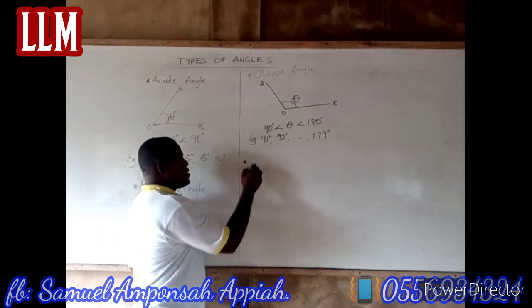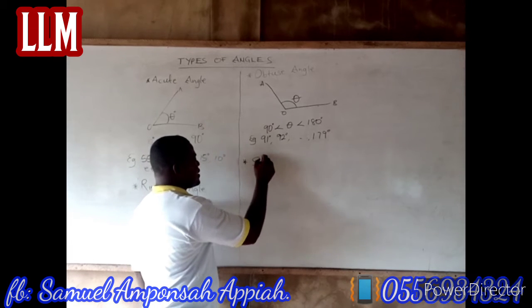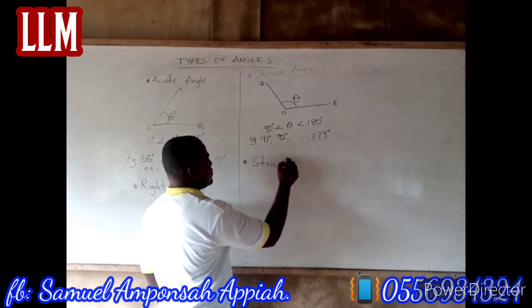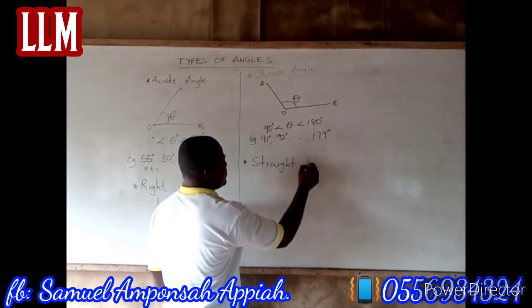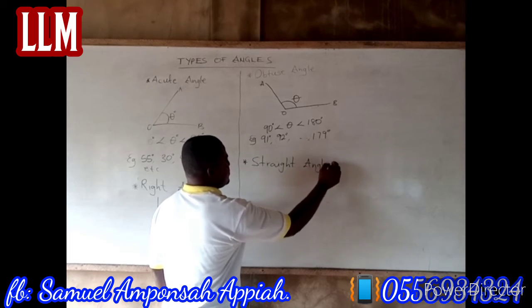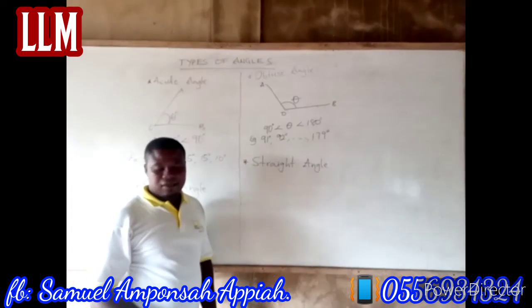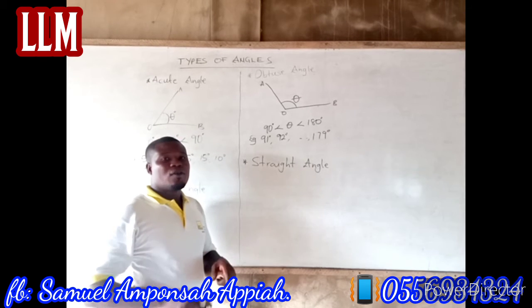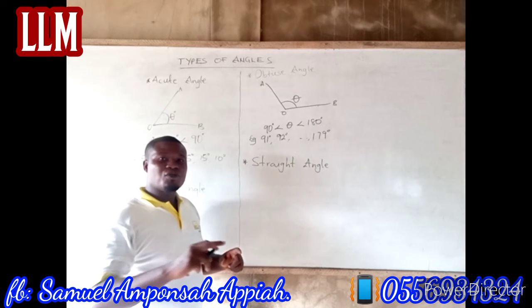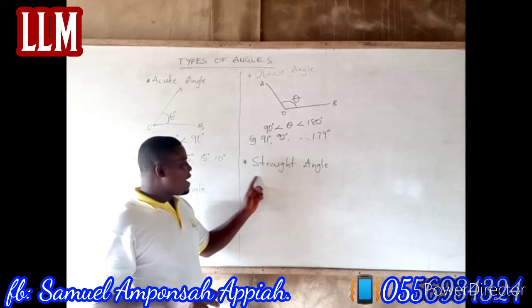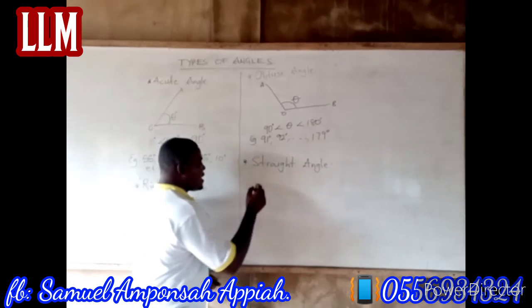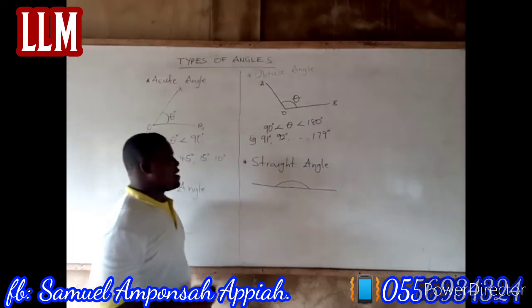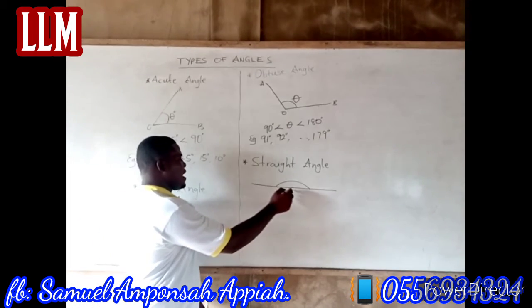The next type of angle is the straight angle. The straight angle is any angle found along a straight line. Any angle found along a straight line is a straight angle, and this is the drawing for a straight angle.